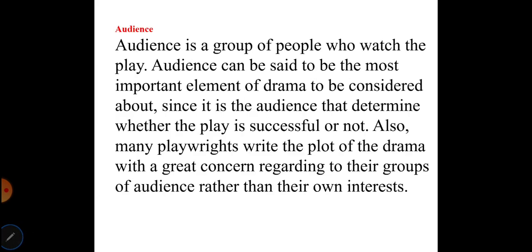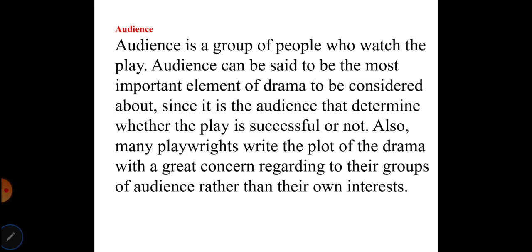Why is the play written? And who is often targeted? Actually, we write drama because we think of audience. And audience here is not a group of readers, like in the case of poetry or short stories as we studied. It's actually the group of people who watch the play. Because audience is the most important element of drama to be considered.